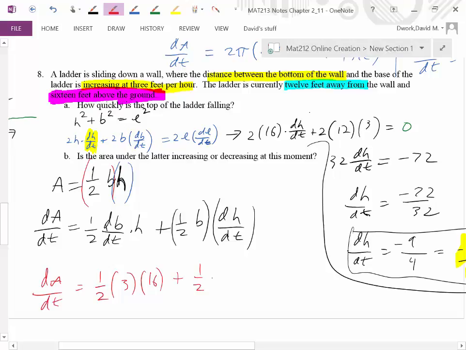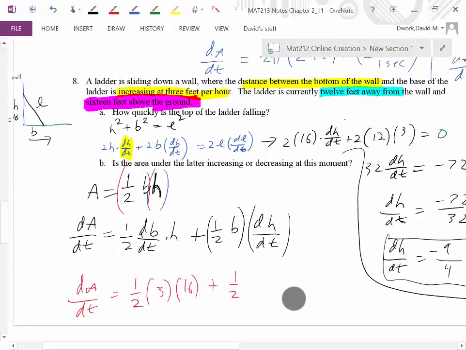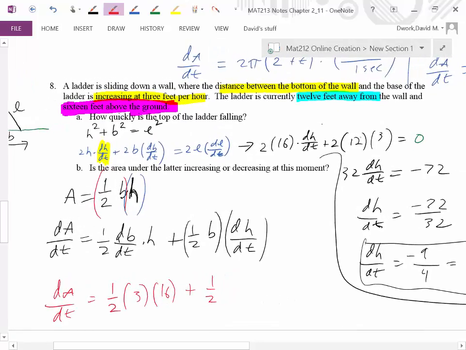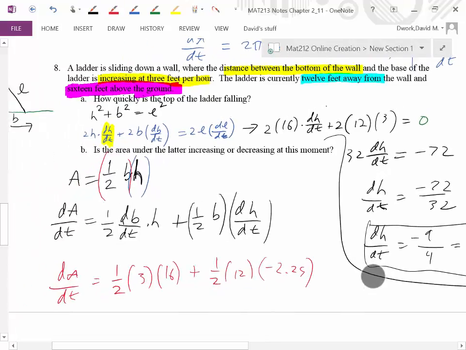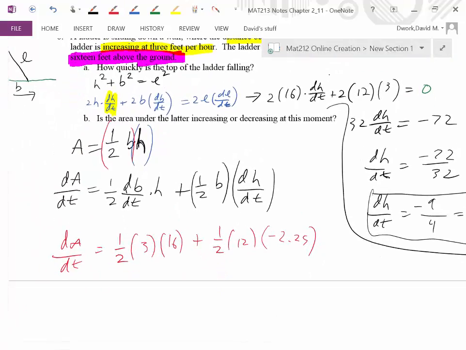Now, did we know the base? Do we know how far it was away from the wall? Yes, we did. That was 12. So 12. And then do we know dH/dt? Hey, that's what we found in the last problem. We found it's negative 2.25. All right, perfect. So to answer this question now, we just have to pop this in the calculator and see what we get, or do a little bit of head math, whatever you prefer.